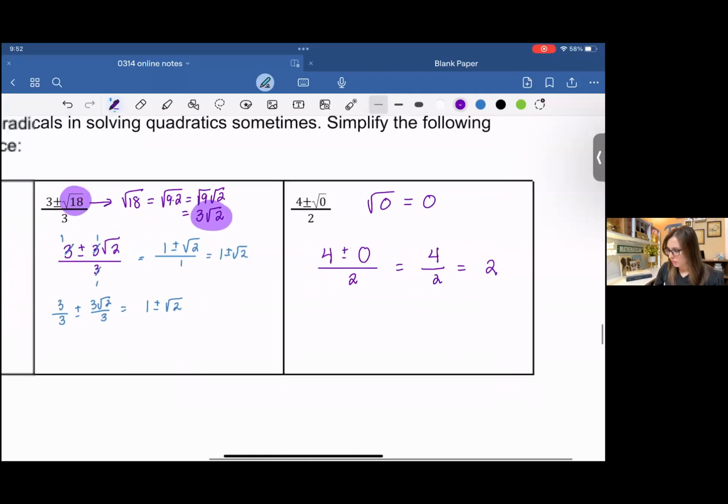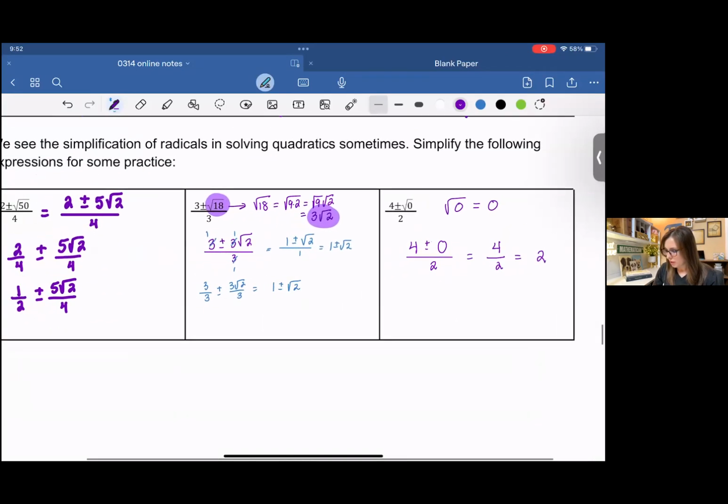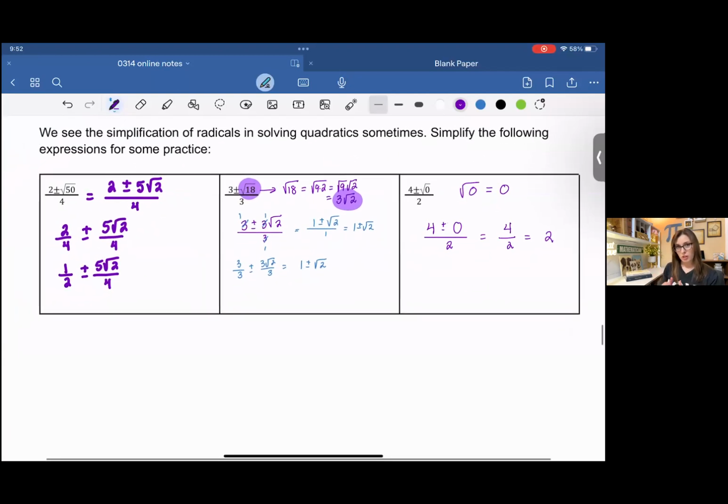Those are kind of the same, but 2 different scenarios there where the 0 goes away and you just get one solution, and then the other 2 were where you have 2 solutions. And in future lessons, we will have a third scenario where we simplify radicals with imaginary numbers.